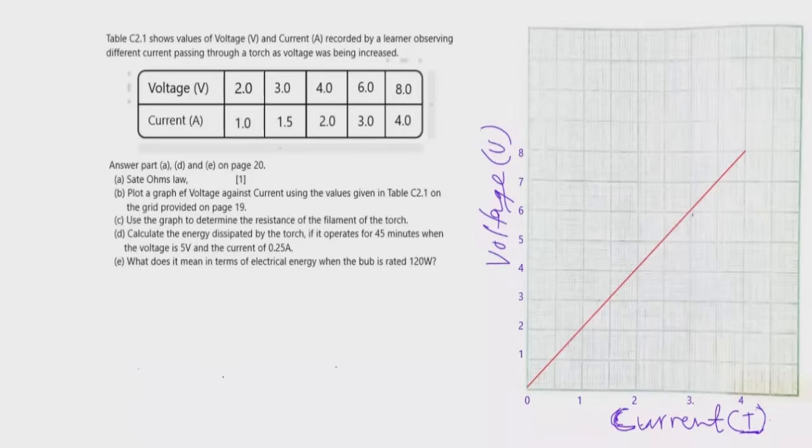So what we need to do is find the electrical energy. The formula for finding electrical energy is energy is equal to power times time.